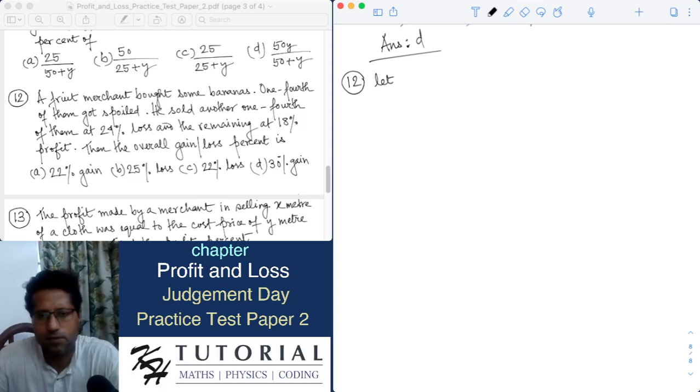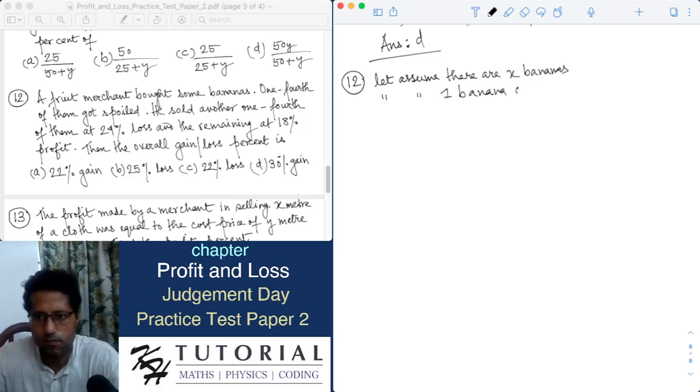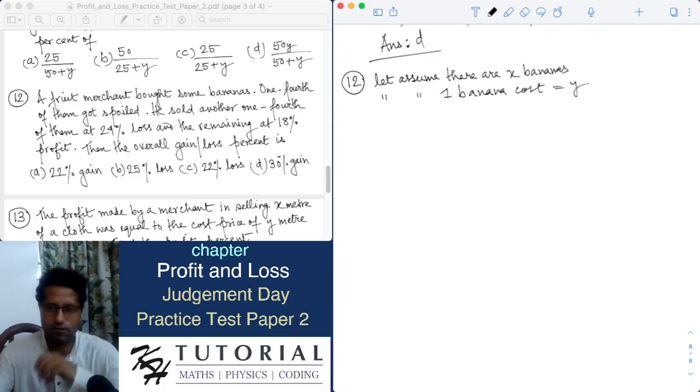Let's assume there are X bananas. Let's assume the cost price of one banana is y rupees. One banana costs rupees y, and there are X bananas.